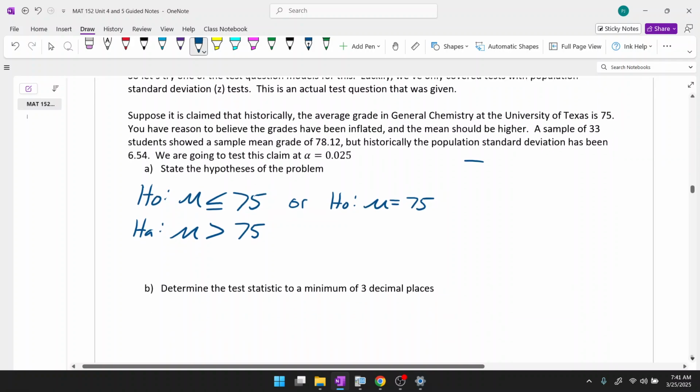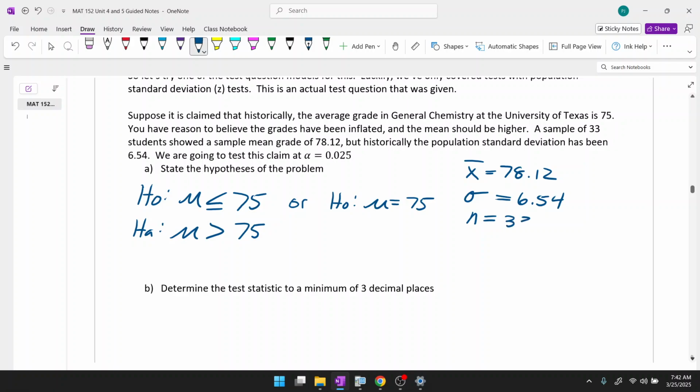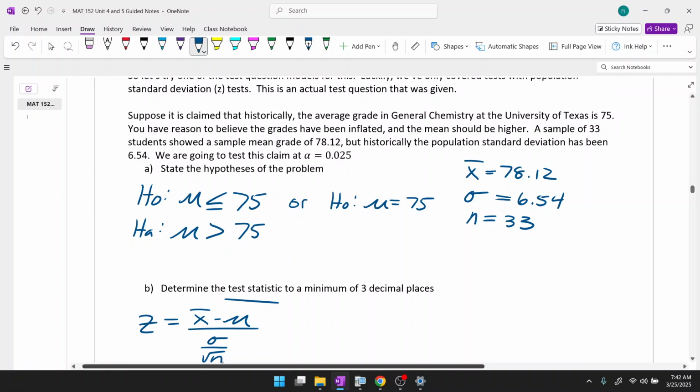So you have the sample mean of 78.12, the population standard deviation of 6.54, and a sample size of 33. So we're going to determine the test statistic, which is this here: x-bar minus mu over sigma over the square root of n. We go about figuring that out easily: 78.12 minus 75, divided by 6.54 over the square root of 33.